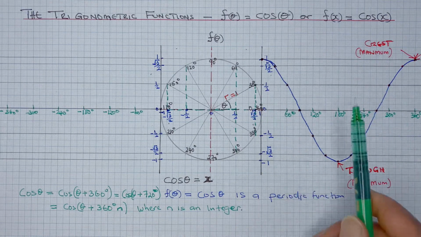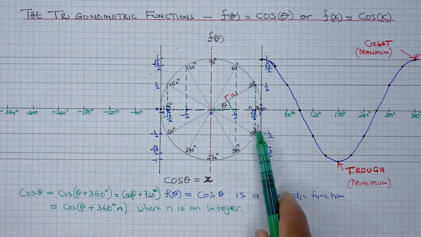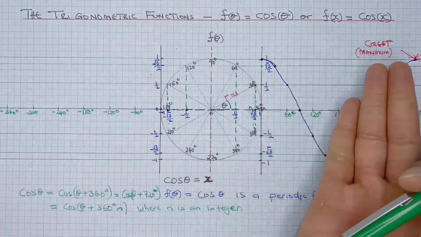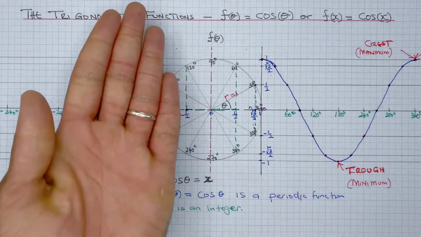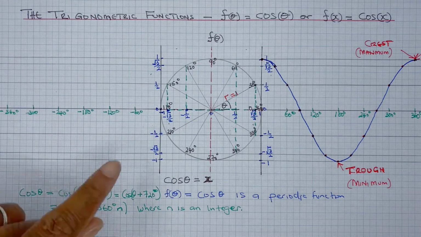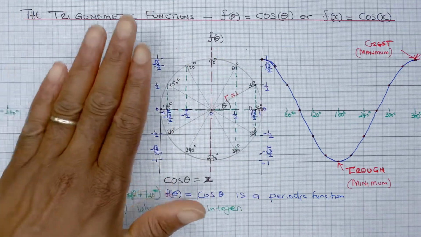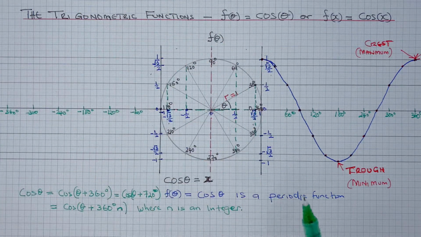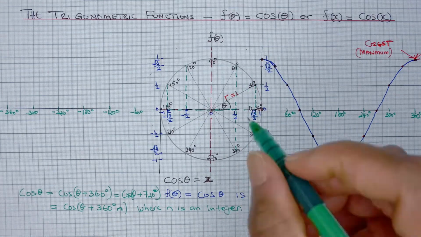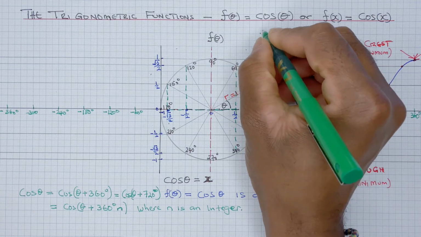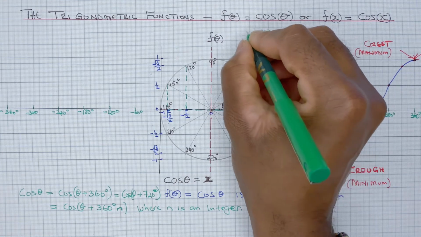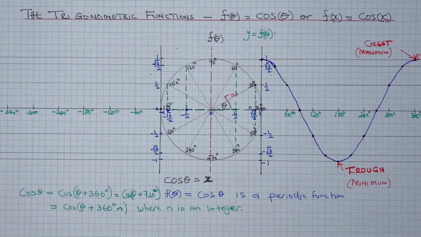This graph is actually symmetrical about the y-axis. That means if you flip it, you get the same thing on the left-hand side of the graph, which is what we're going to plot now. So when we plot this, we're going to get the symmetrical values here. The y-axis is the f of theta, so y equals f of theta.